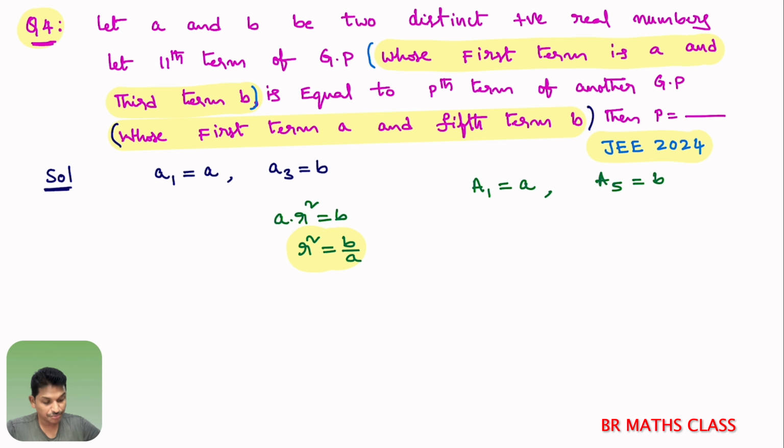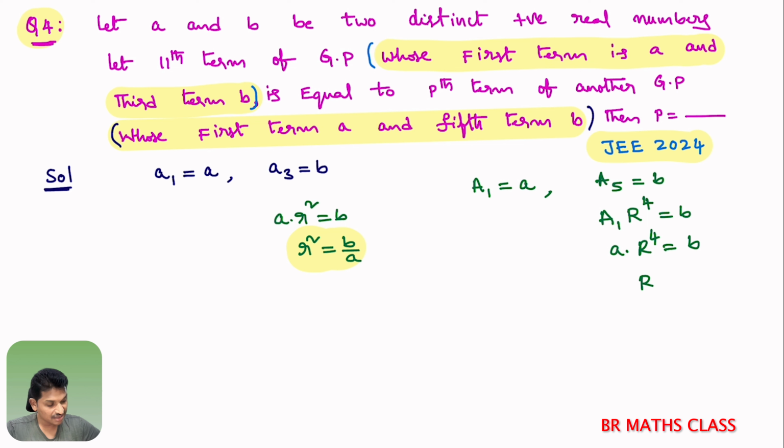Okay. And you observe here, they gave the fifth term. This is the fifth term of the second geometric progression. What is the fifth term formula? A into r power 4. If I write it like this, you may get confused. So what I'll do here, for the fifth term I take the first term as a1, with common ratio I'll take as capital R. In this, they gave the first term is a, small a, right? I'll write the same thing, a into r power 4 equal to b.